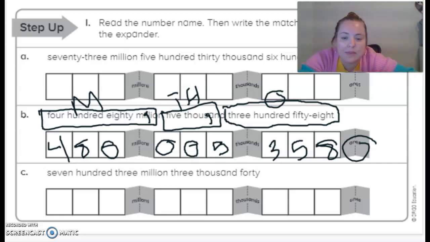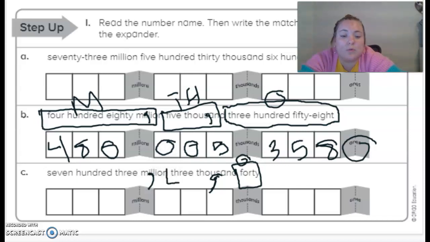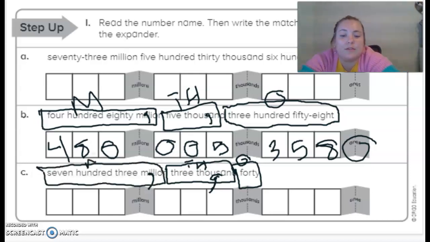We're going to do the same thing. We're going to break it up by grouping. So we have 703 million, 3,040. So let's put those commas in and break it up. So we have, right after our 1,000, we have our ones grouping, 40. Then we have our thousands grouping, right there. And then we have our millions grouping.